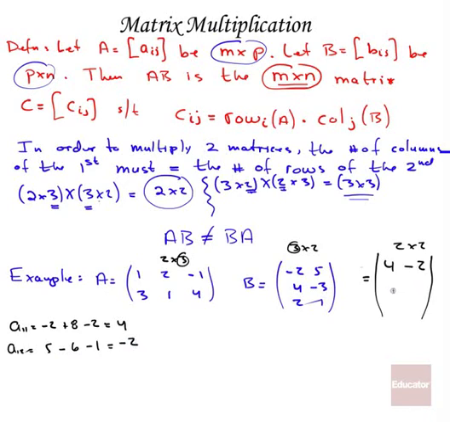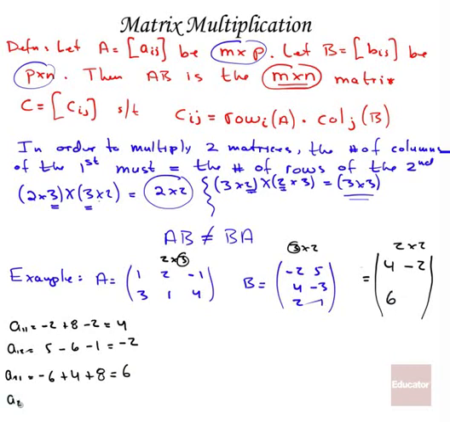Now we're going to go to the second row, first column. This is A21. 3 times minus 2 is minus 6. 1 times 4 is 4. 4 times 2 is 8. So 8 plus 4 is 12. 12 minus 6 is 6. So this entry is 6.